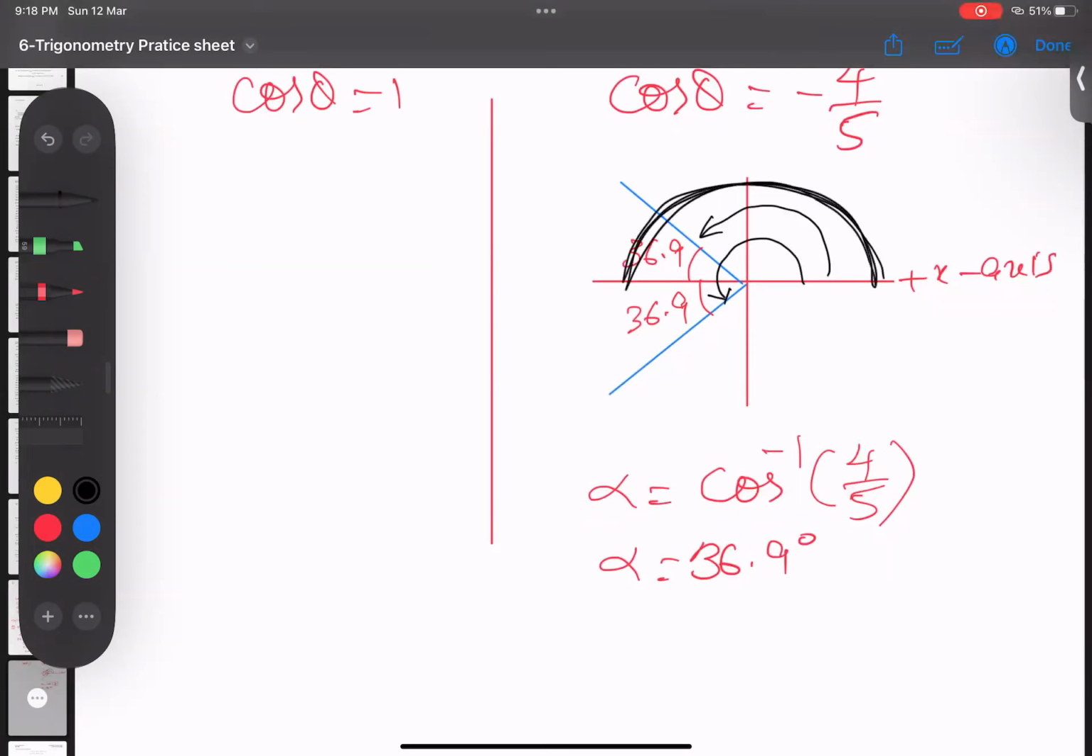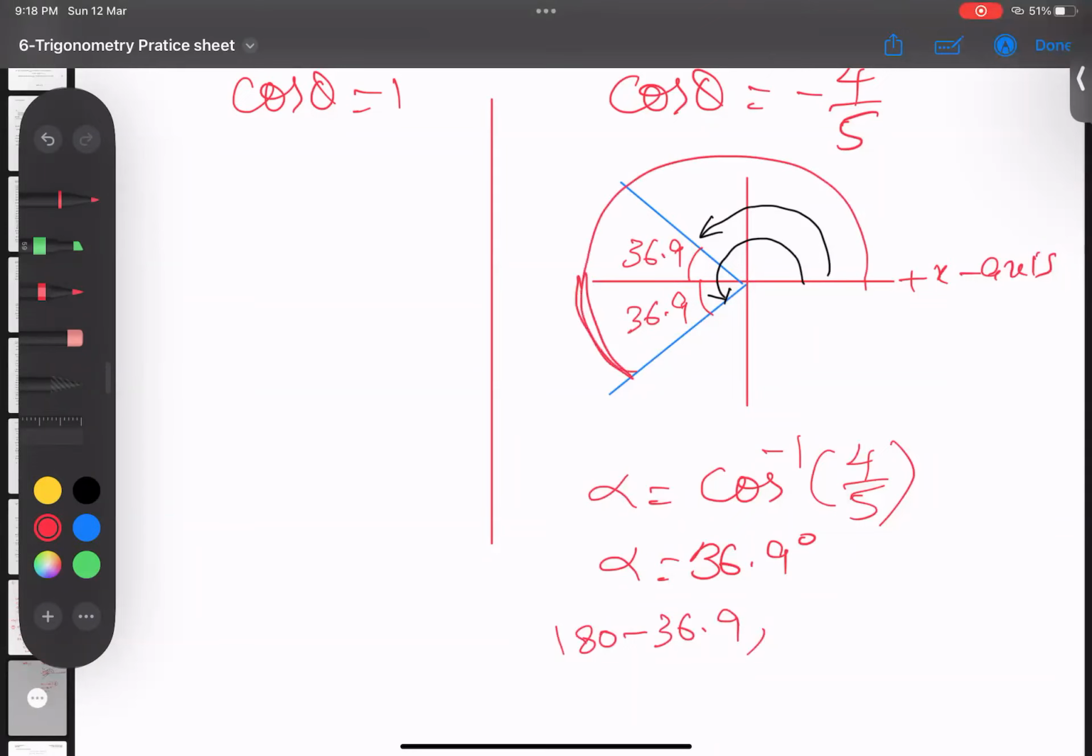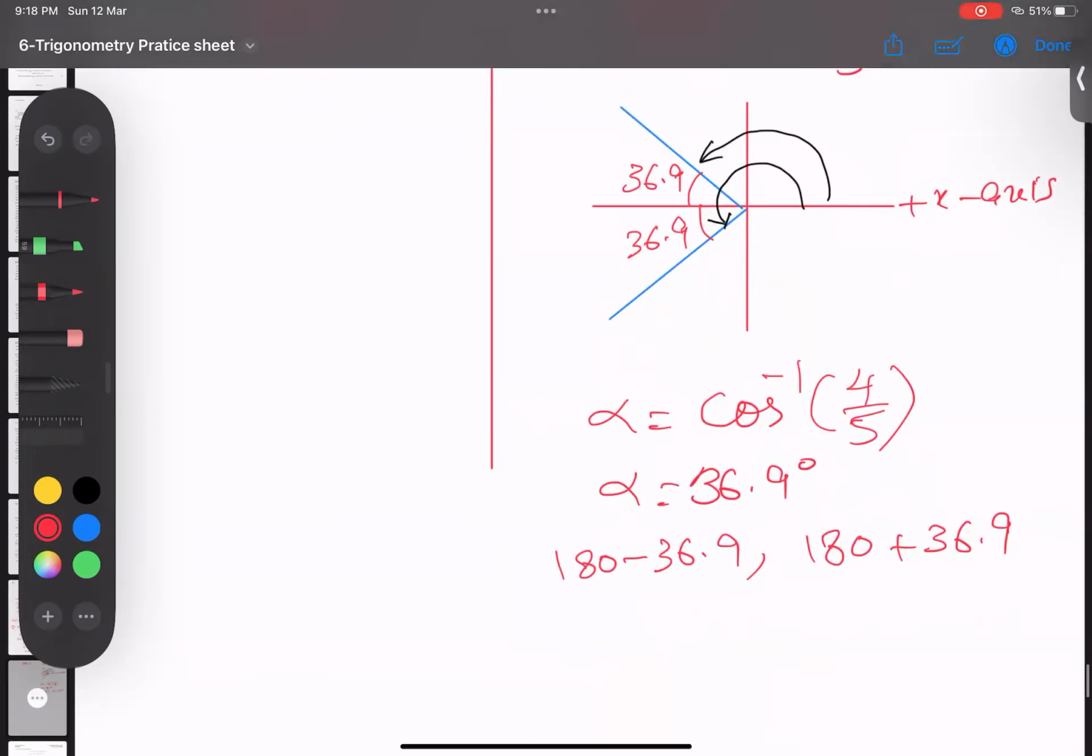All of you know this is 180, but this angle I don't want. So it means from here 180 and go backwards. Backward is called subtracting, and I'm going to find it. So 180 minus 36.9, and 180 plus 36.9, because when I go forward, I add. So I think it's a very clear approach. And finally, the first answer I'm getting is 180 minus 36.9.